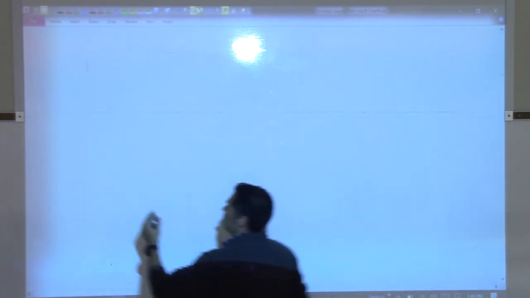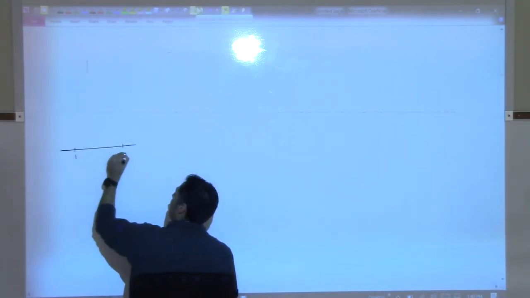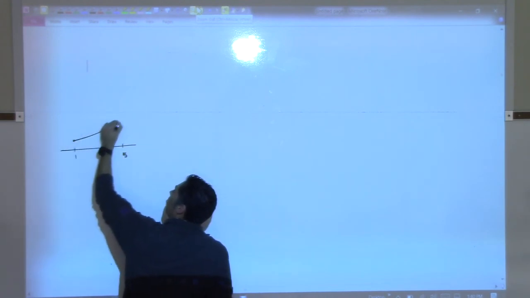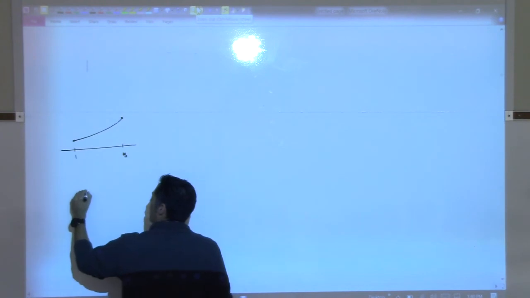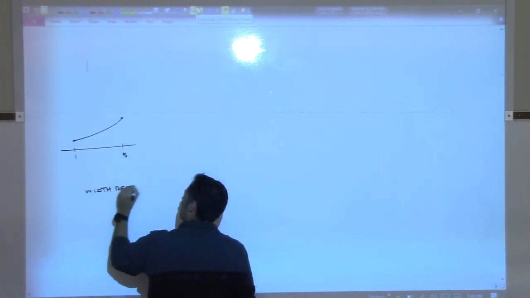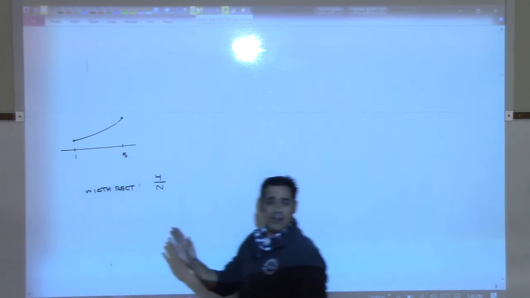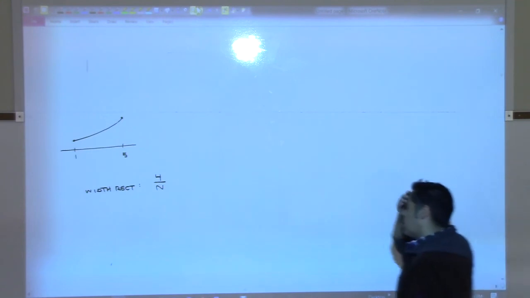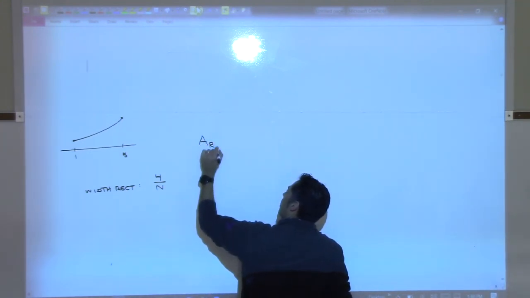So I'll draw my picture up here. We're going to start at 1 and stop at 5, go up like that, and then we're going to have n rectangles in here. We all agree that the width of each rectangle should be 4 over n. That's the width of the interval divided by how many rectangles we have. Okay, let's talk about the area of rectangle 1.